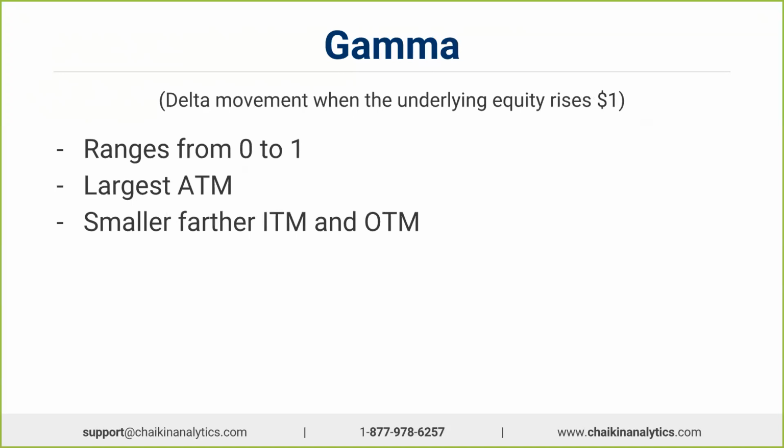Gamma is also largest at the money. It gets smaller as you go farther in or farther out of the money. Gamma tells us how much delta is going to move. So let's go back to that example I used where we had a stock price of $10, a premium of $1, and a delta of 0.5.